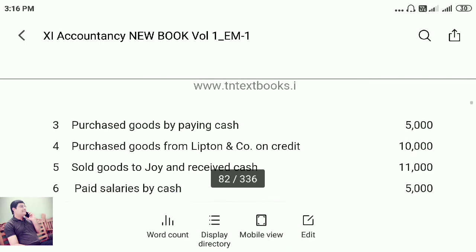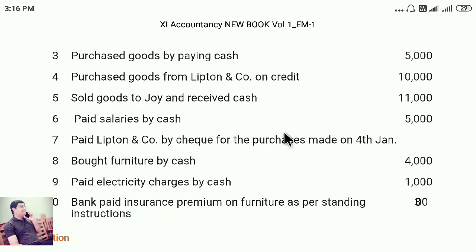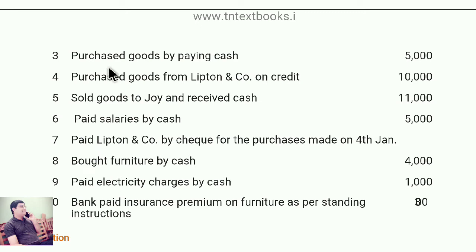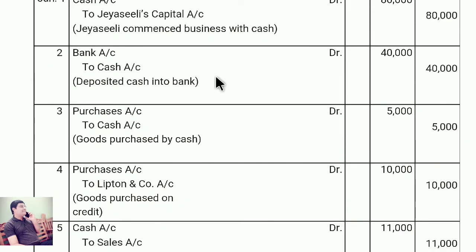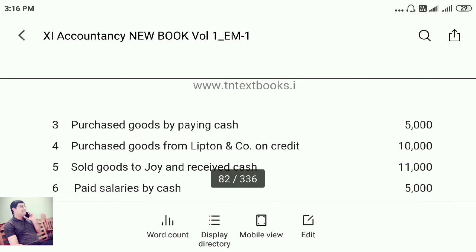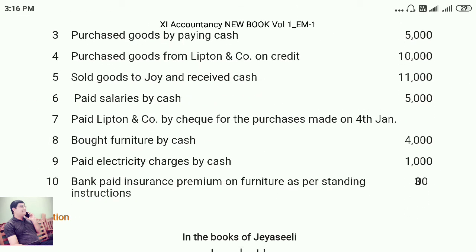Now see the third entry. Purchase goods by paying cash. When you purchase, cash goes out. So purchase goods by cash. So what is the entry? Purchase account debit to cash account. Why purchase account debit to cash account? Because cash goes out. So it is credited. Goods come in. That's why it is debited. Then what's the next one?